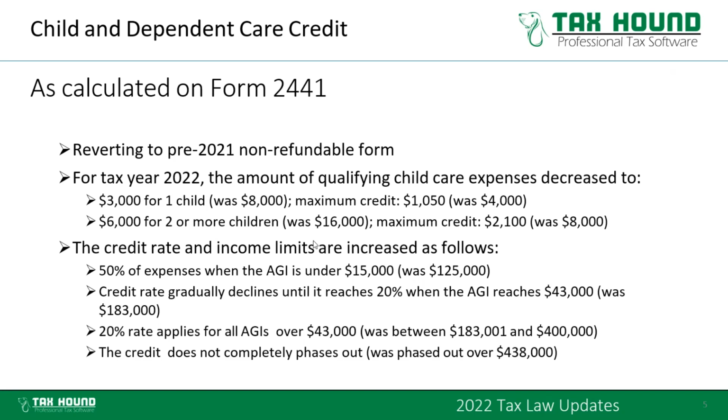Then it will be 20% for all AGIs over 43,000, and there's no phase out for it. So for your higher income individuals, they can still qualify for the 2441 or child and dependent care credit.